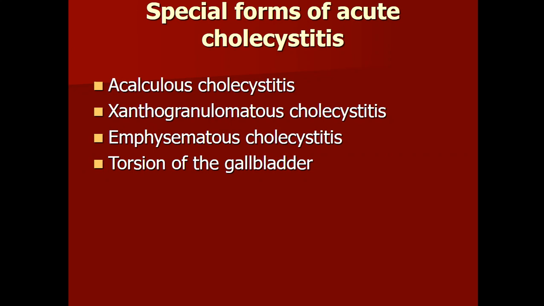Then we move on to emphysematous cholecystitis. In this type of cholecystitis, air appears in the gallbladder wall due to infection by gas-forming anaerobes, including Clostridium perfringens. It is often seen in diabetic patients and is likely to progress to sepsis and gangrenous cholecystitis. The fourth special form of acute cholecystitis is torsion of the gallbladder.